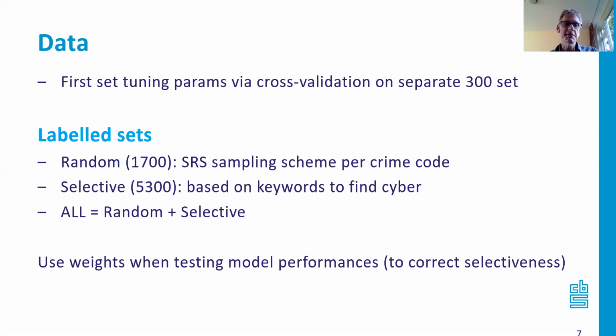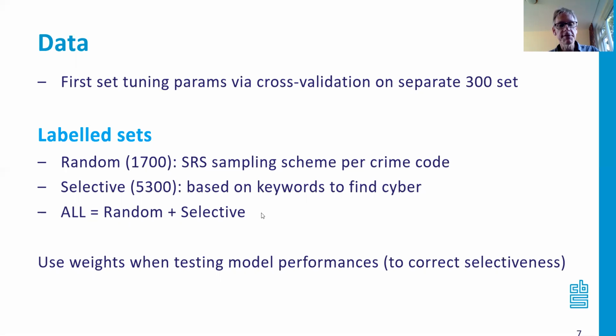Concerning the data and the model, we first set the tuning parameters using a cross-validation procedure on a small set. We had 2 labeled sets, as I told in the beginning, a random and a selective set. The random set we used to estimate the output accuracy, because it was an unbiased sample. And the complete data set, so random and selective, is used for the tests of the subpopulation effects.